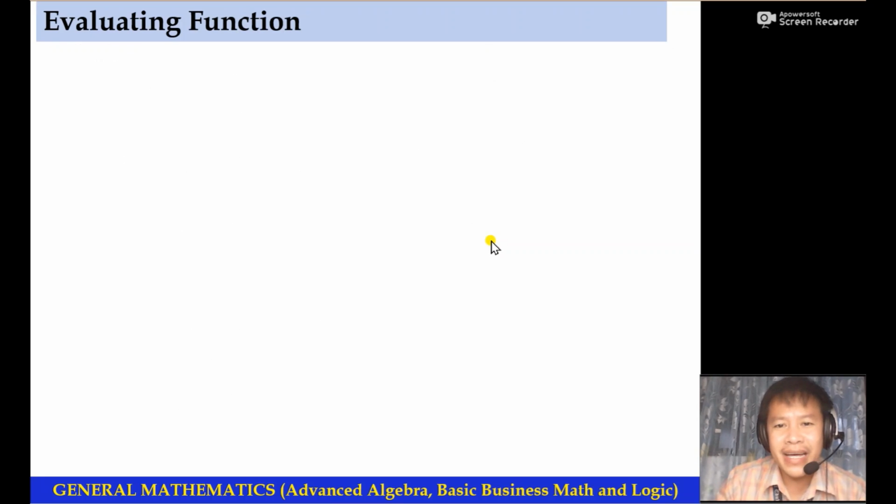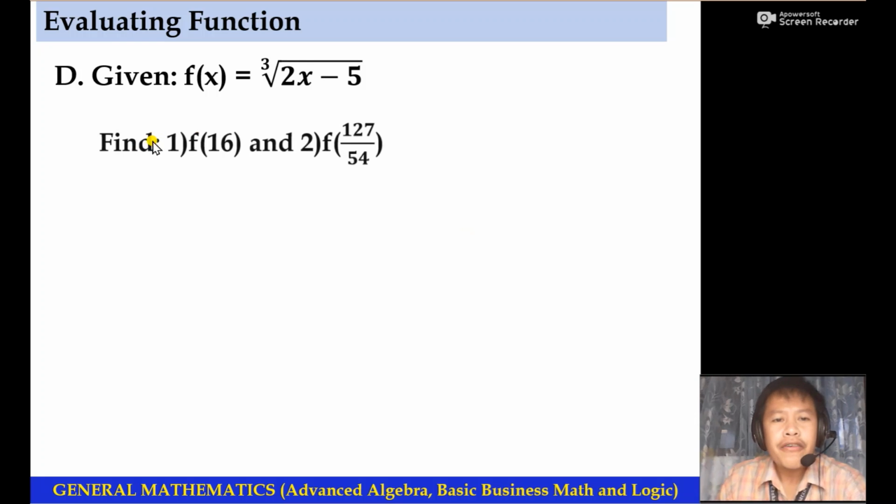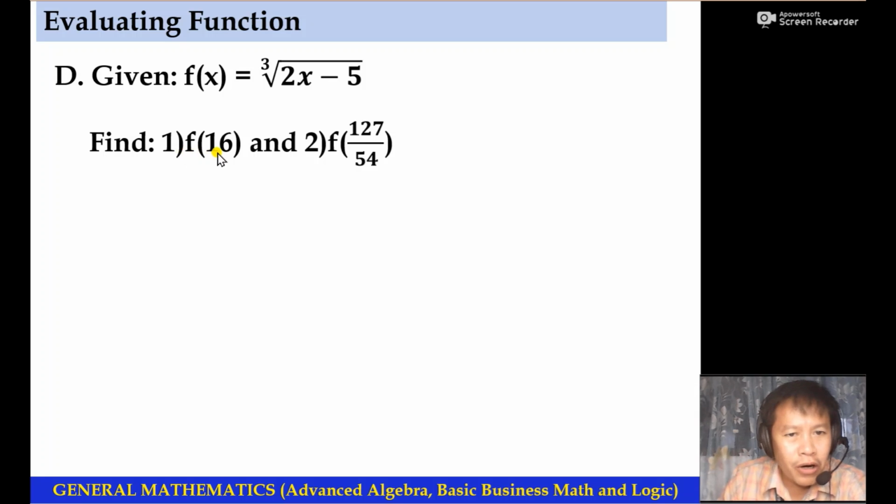Did you understand, students? Okay, we have another difficult one. Find number 1, f of 16. Okay, what is the value of y if x is equal to 16? What is the value of y if x is 127 over 54?